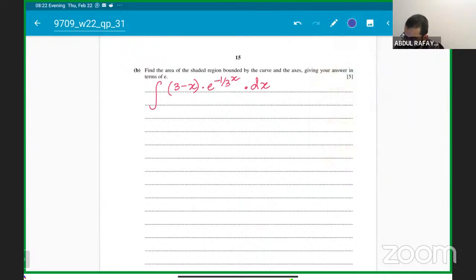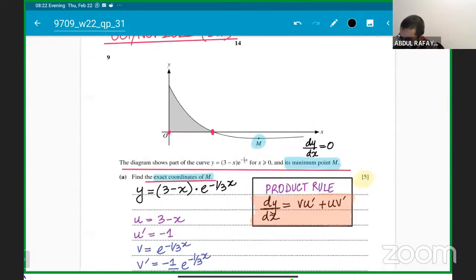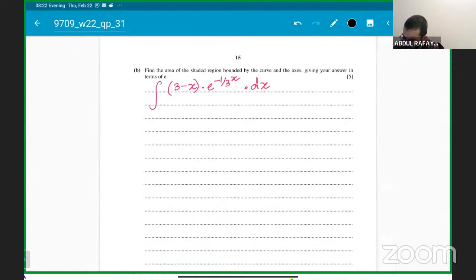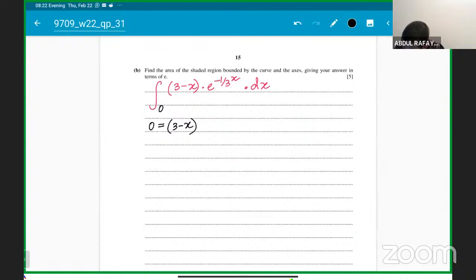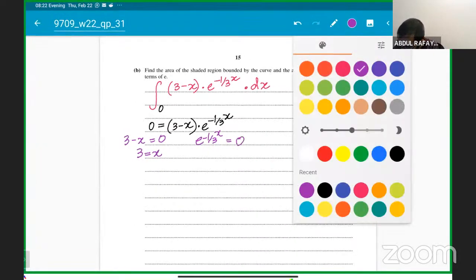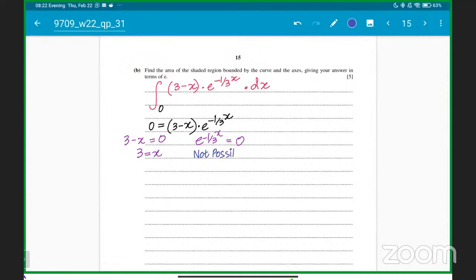Let's first find the limits. How will you find the limits, sir? By plugging in y equals 0 on the x-axis. One of the limits is 0, that we know. The other we have to find out. It will be 3 minus x times e power negative 1 over 3x. The same rule applies: 3 minus x equals 0 will give x equals 3. And the other one, e power negative 1 over 3x, is not possible to solve. Is everyone following?